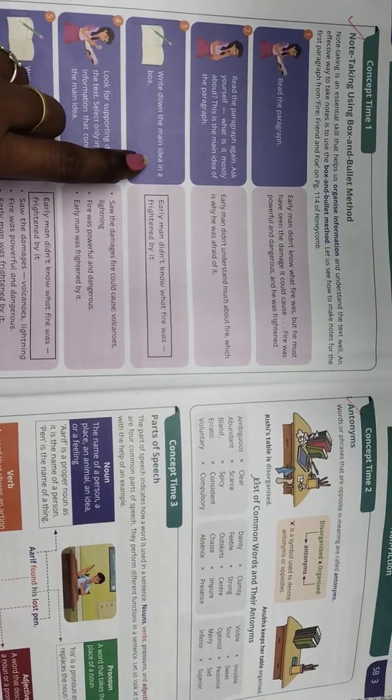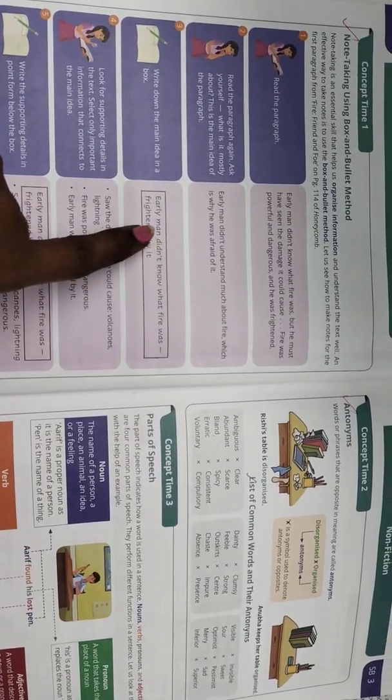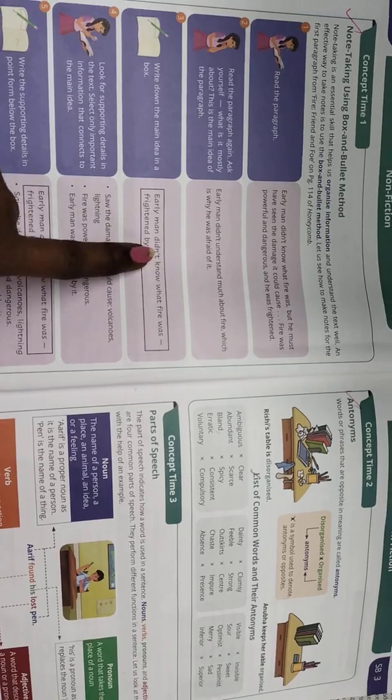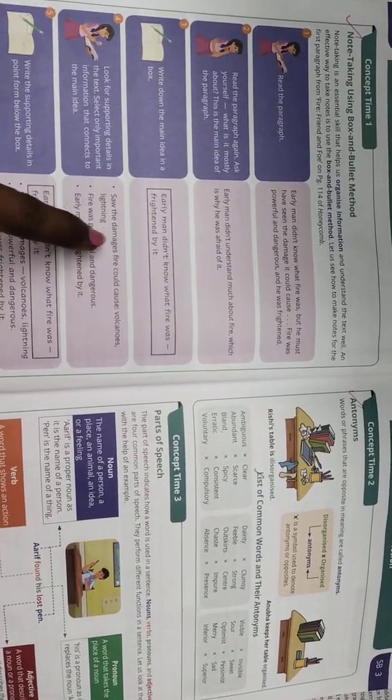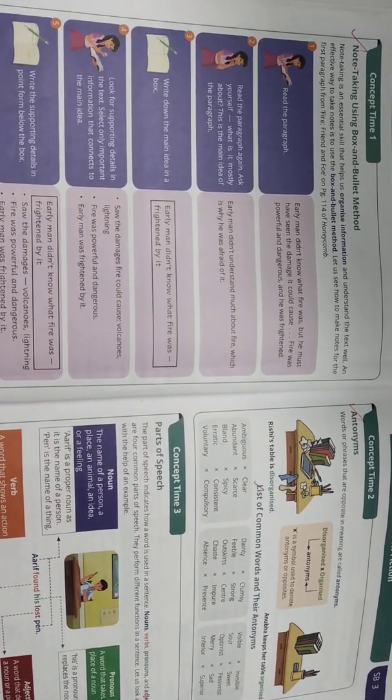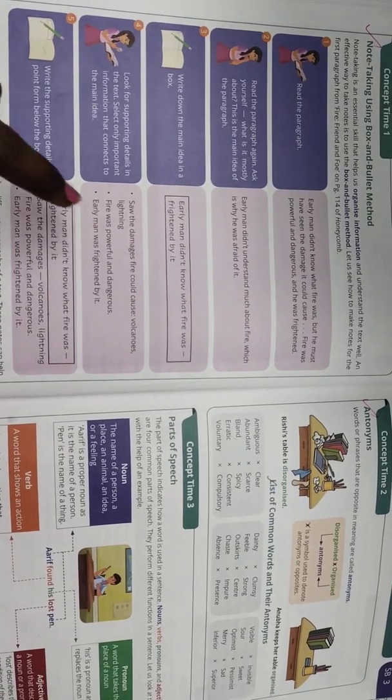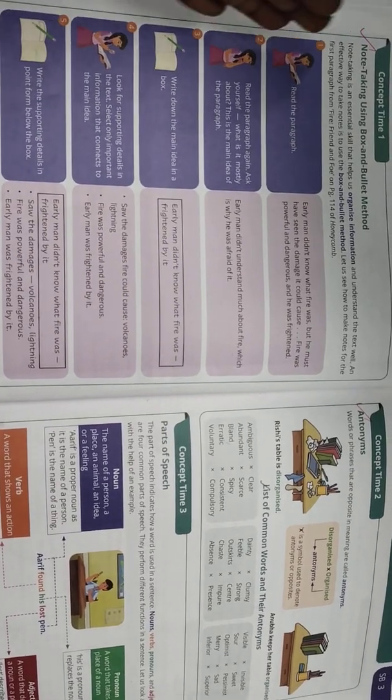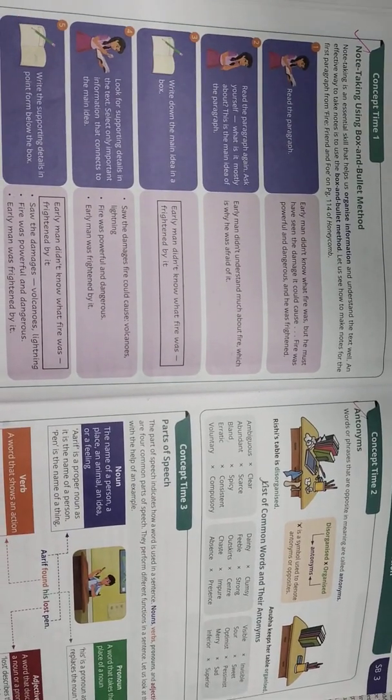The next thing is you need to write down the main idea in a box. So already you have written the main idea in a box. Related to it, you have to find the supporting details which are given in that particular paragraph. The last step is that you write the main idea, along with that you write the supporting details, and you can learn it very easily. So these are the steps that you need to follow for note taking.